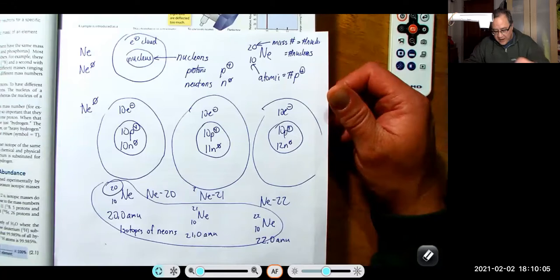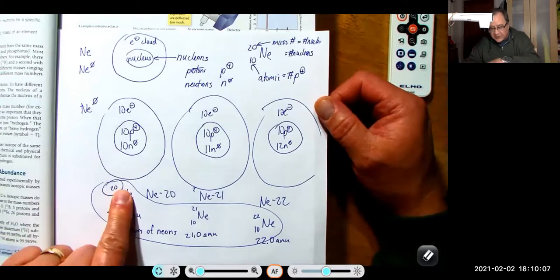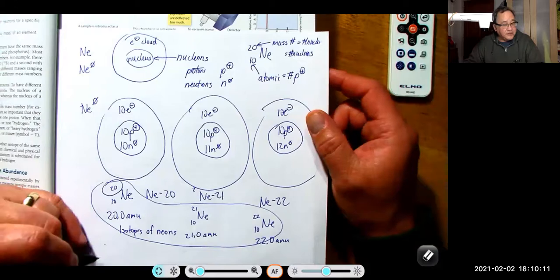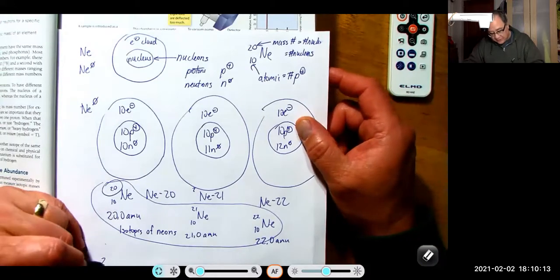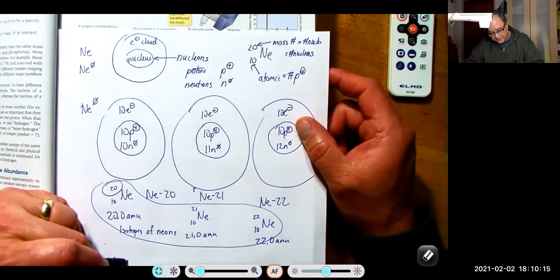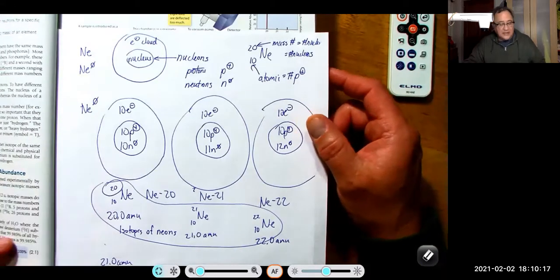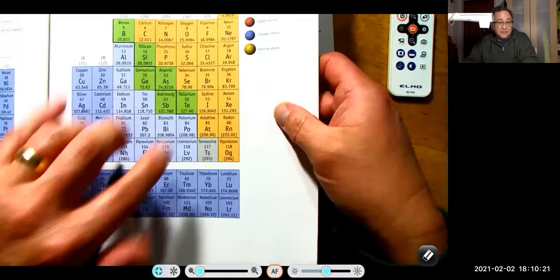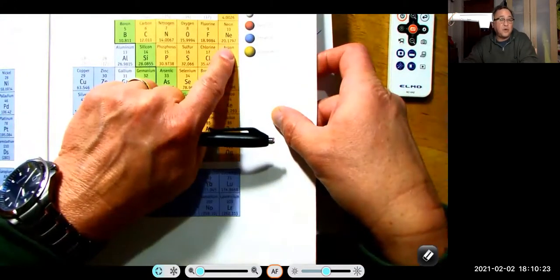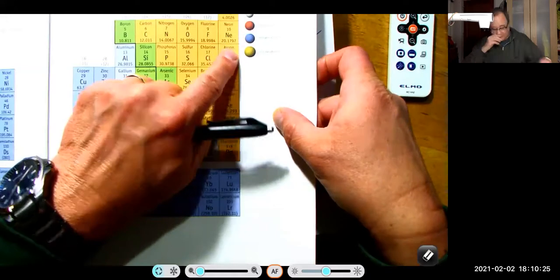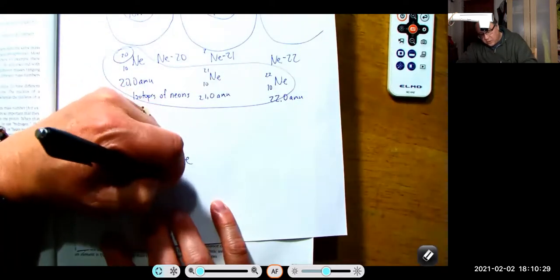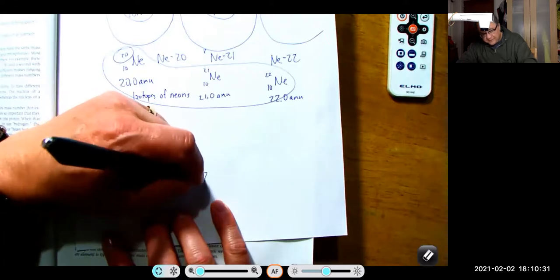Okay, so if we have 33% here, 33% and 33% here, and averaged it, then the mass of your average neon would be 21.0 AMU. But in fact, when you look at neon on the periodic table, this is what you see: 20.1797.